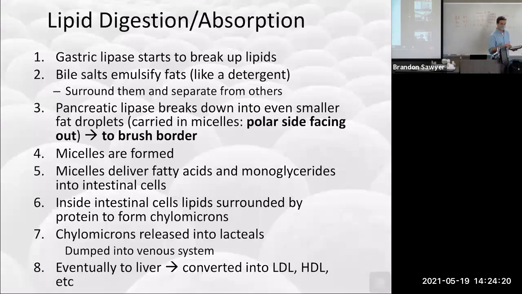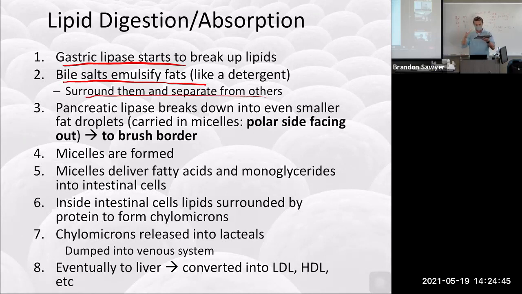The lipid process is a little bit more complex. We've got these 8 steps here, but this really starts up in the stomach with gastric lipase. This is going to break lipids up into smaller chunks of lipids. Then we have bile salts, which we're already talking about, that emulsify those fats and break them up into even smaller pieces. It really does that by surrounding them to separate them from the other lipids. Then we have special enzymes from that pancreatic juice called pancreatic lipase, which is going to break them down into even smaller fat droplets.